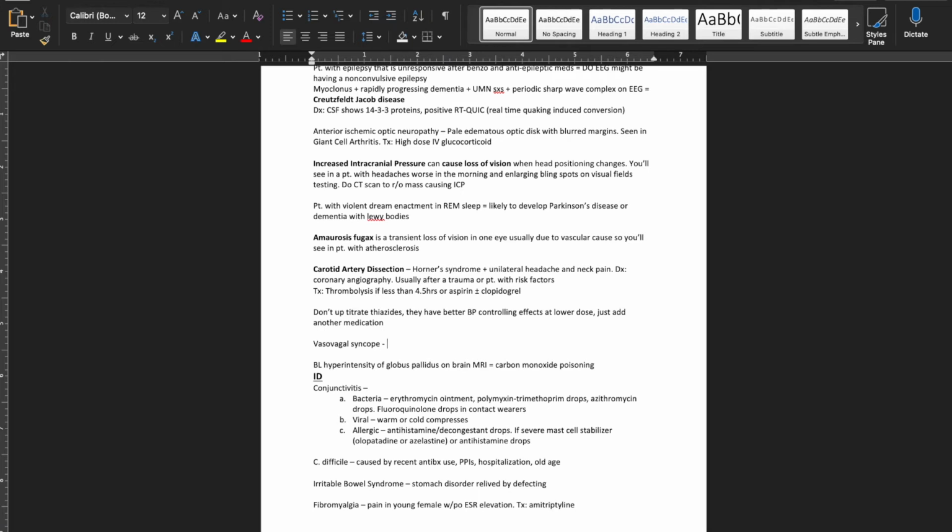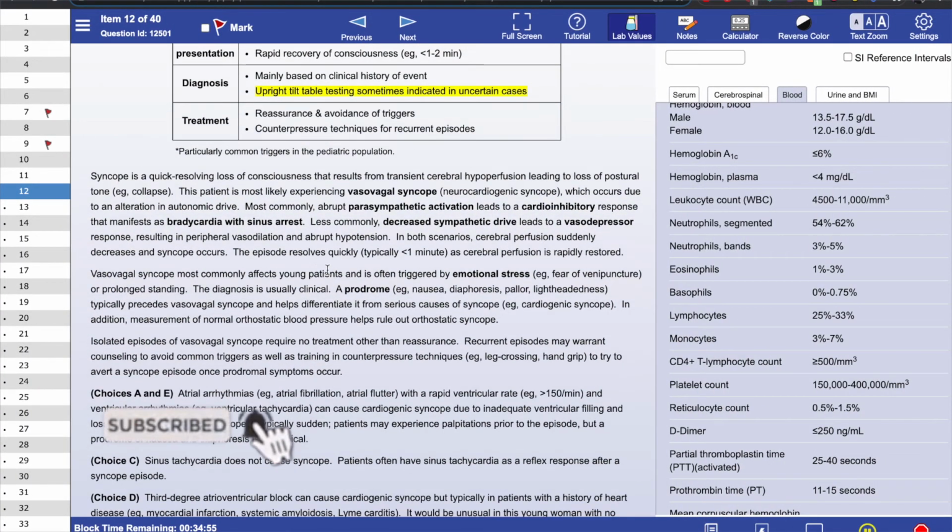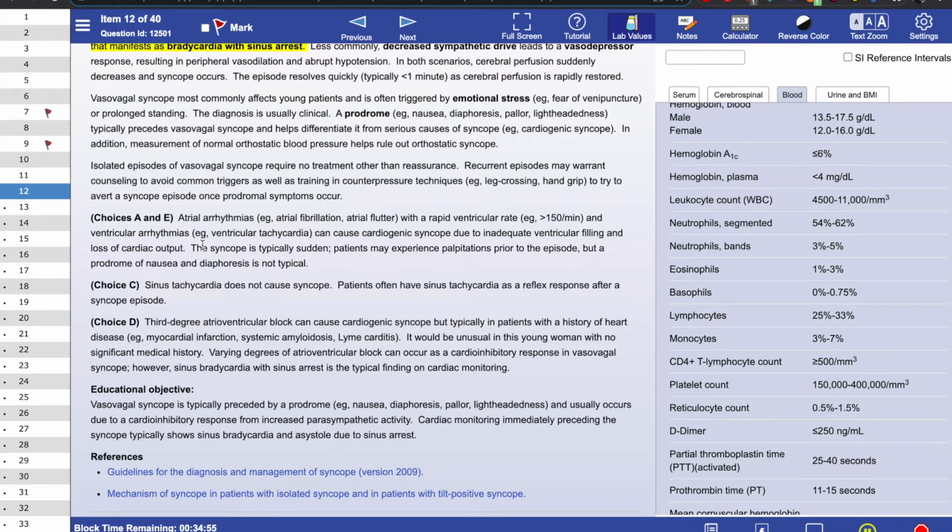Vasovagal syncope diagnosed with upright tilt testing in certain situations. Abrupt parasympathetic activation leads to cardio-inhibitory response that manifests as bradycardia with sinus arrest. So, okay, decreased sympathetic drive. All right, that's cool. So then I'm going to look at the one that almost confused me, sinus tachycardia.